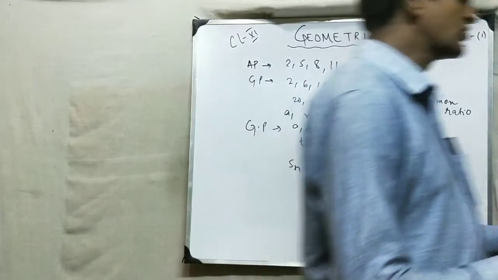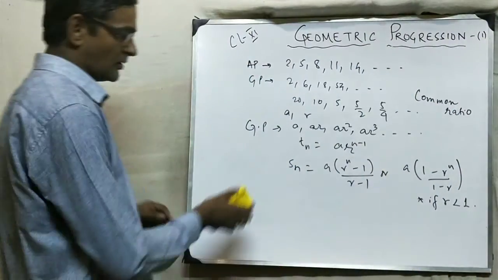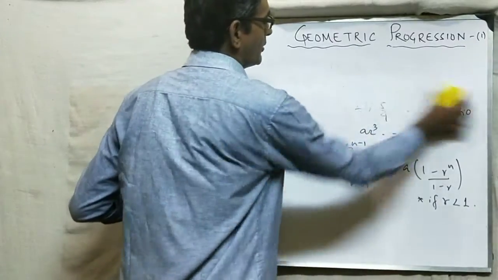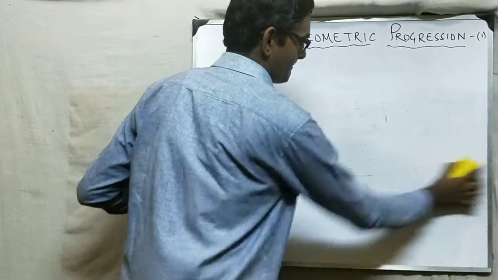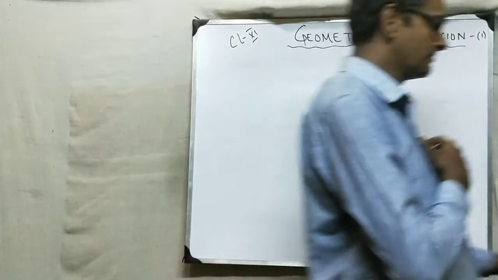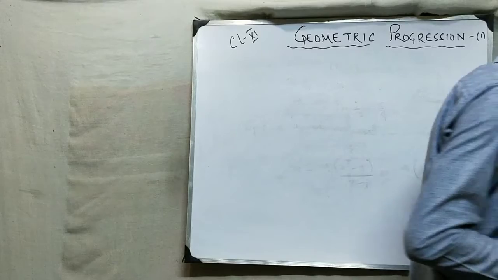Okay, now we will do some sums. So these are the basics. I have written the formulas; I hope you will note them down. Now we will go to some sums. First question is: insert 3 GM between 3 and 48.